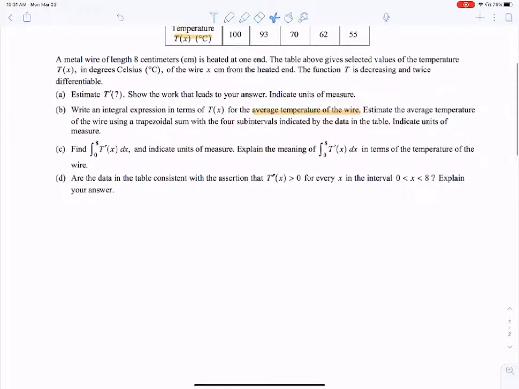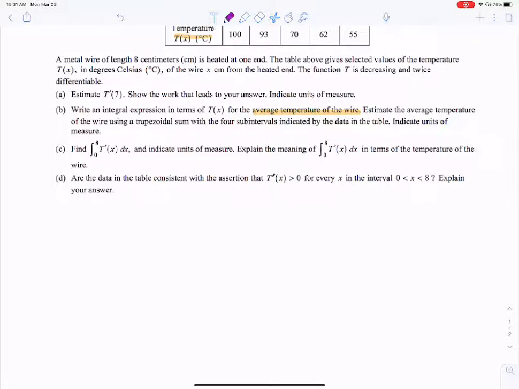Okay, so for C, what is it? Find from 0 to 8, find T prime of x, find that value and indicate units of measure. Explain the meaning of that in terms of the temperature of the wire.